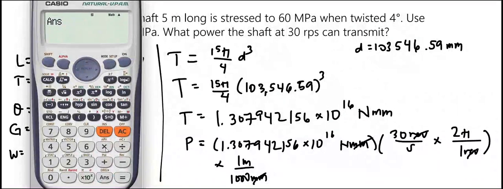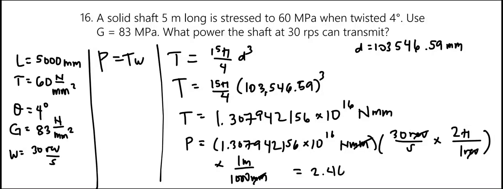So we have our torque times 30 times 2 pi, times 1 over 1000. We get the power of the shaft that is equal to 2.46 times 10 raised to the power of 15 watts. And that is our final answer.